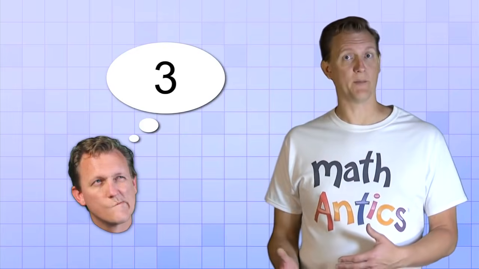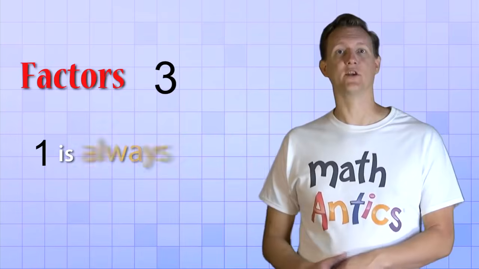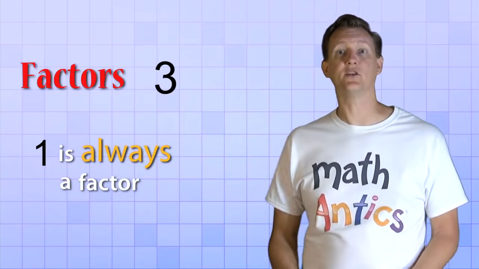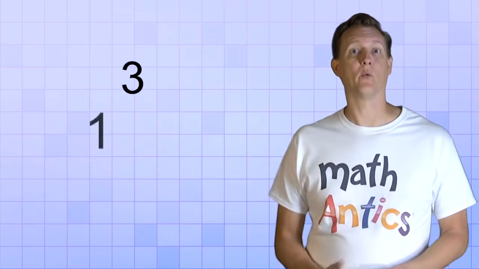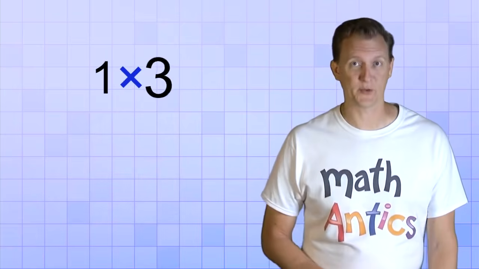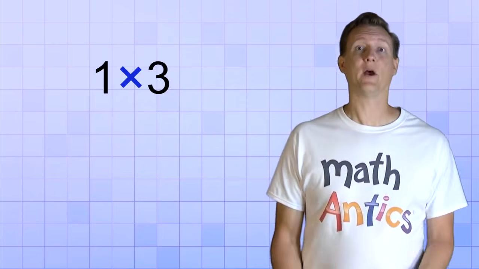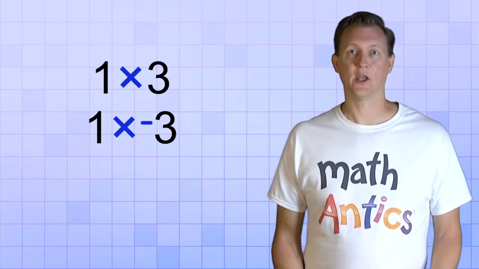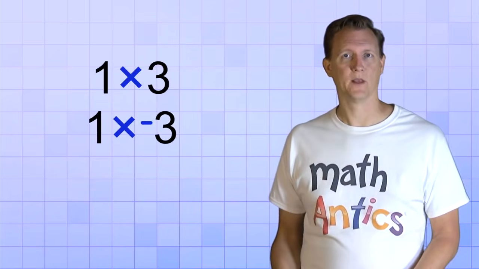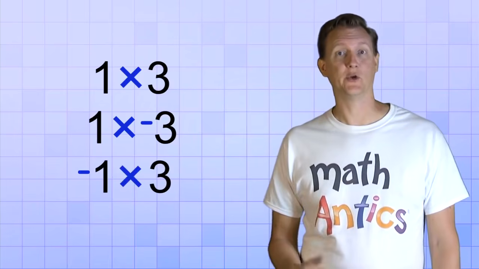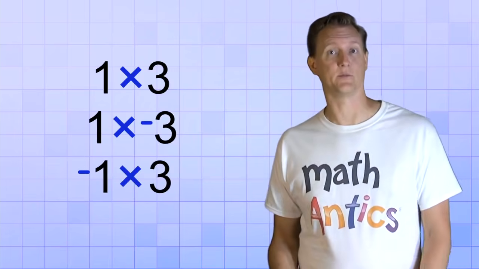Do you remember when we learned about factors? We learned that 1 is always a factor of any number. And that's because multiplying by 1 doesn't change a number. 3 and 1 times 3 are the same value. So if you have the number 3, you can factor out a 1 and you have 1 times 3. On the other hand, what if you have negative 3 instead? We could still factor out a 1 from it and nothing would change. You'd have 1 times negative 3. But because the number's negative, we could also factor out a negative 1. Doing that would give us negative 1 times 3.